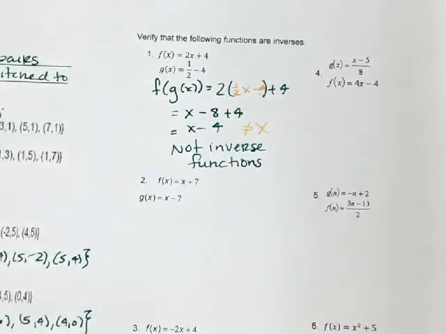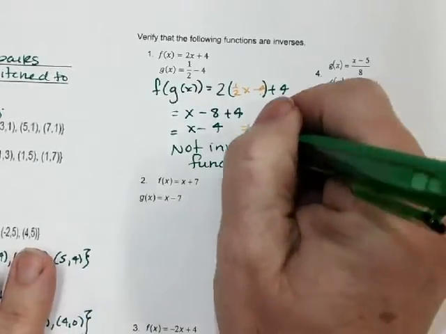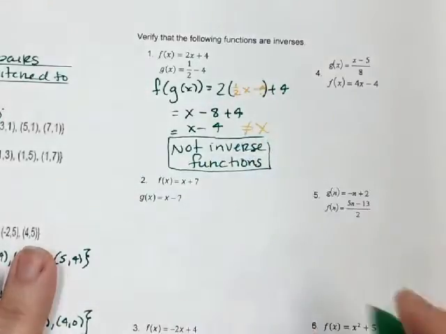That's all you're doing. You do the composition. If it equals x, then you do the other composition and verify that they both are x when you simplify. If it's not x, you're finished. They are not inverse functions.